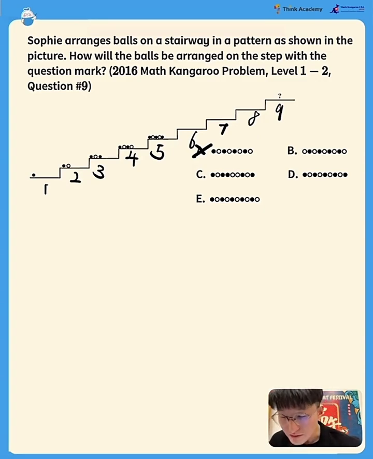What about B? 1, 2, 3, 4, 5, 6, 7, 8, 9, okay? So I guess B, C, D, all 3 of them have 9 balls, okay? What about E, everyone? 1, 2, 3, 4, 5, 6, 7, 8, 9, 10, right? So that means this one is obviously not correct, so we can also eliminate E, okay?